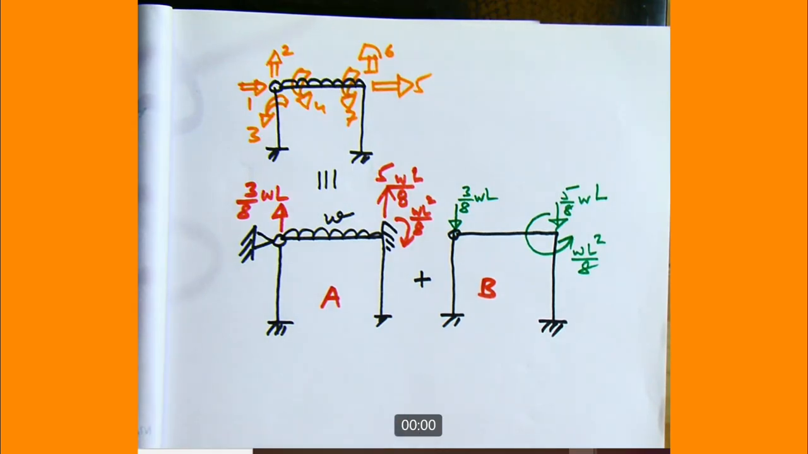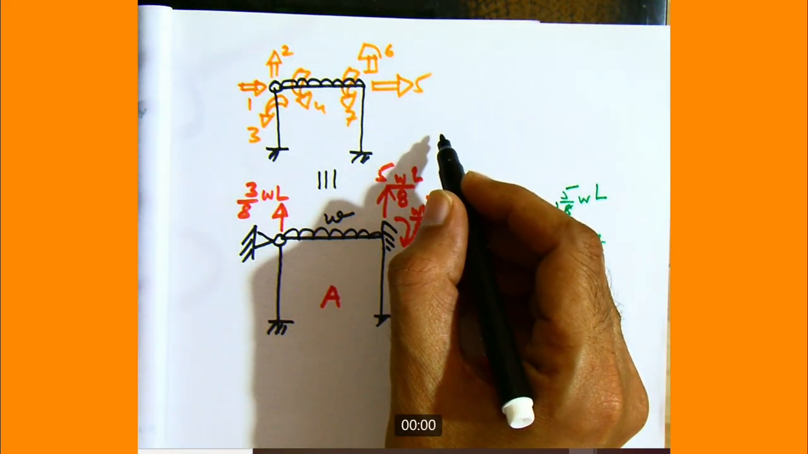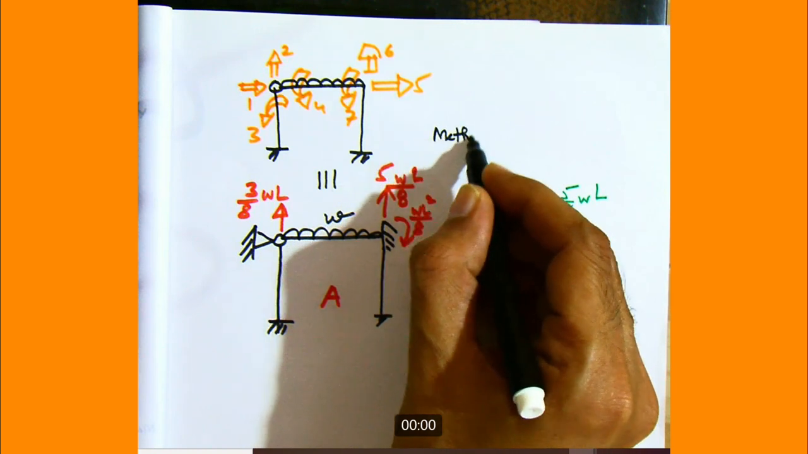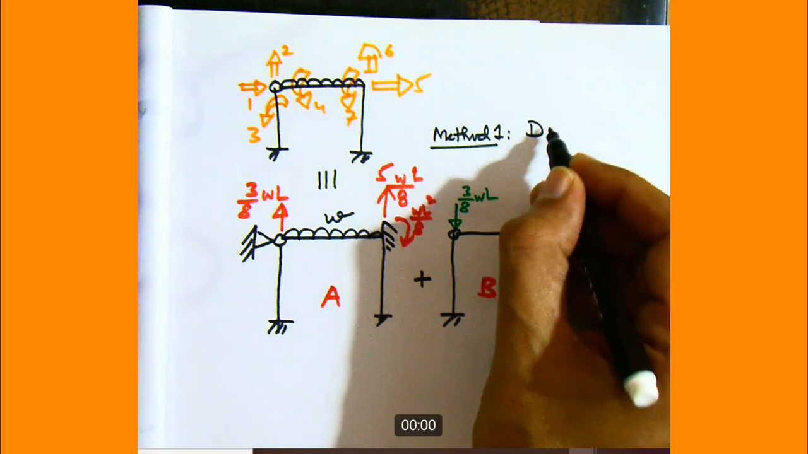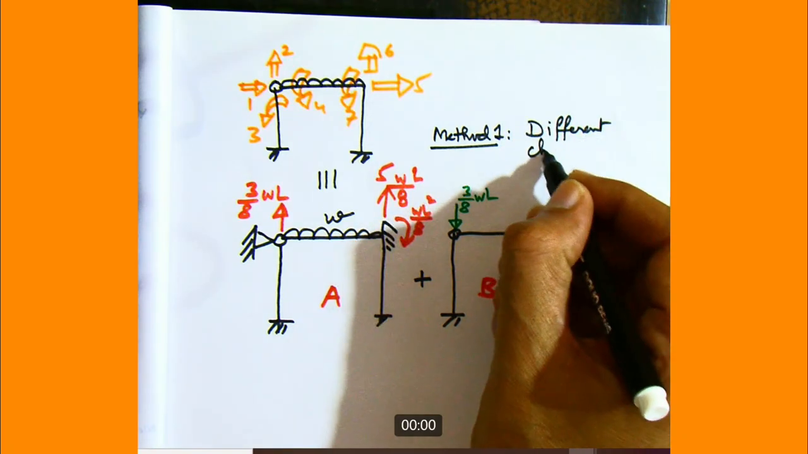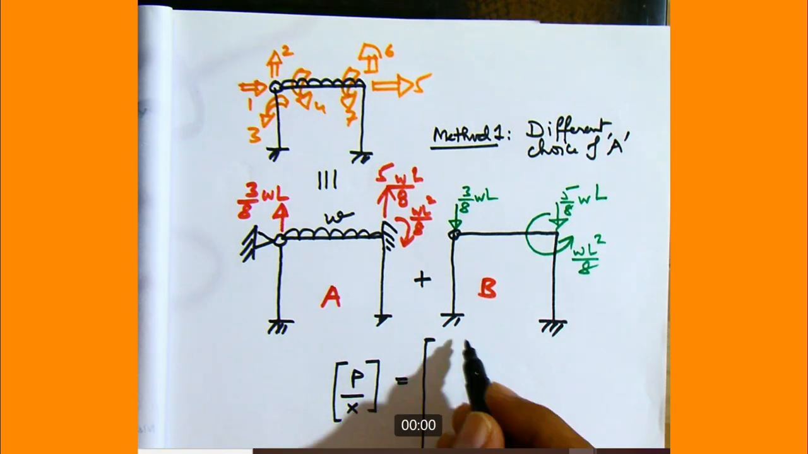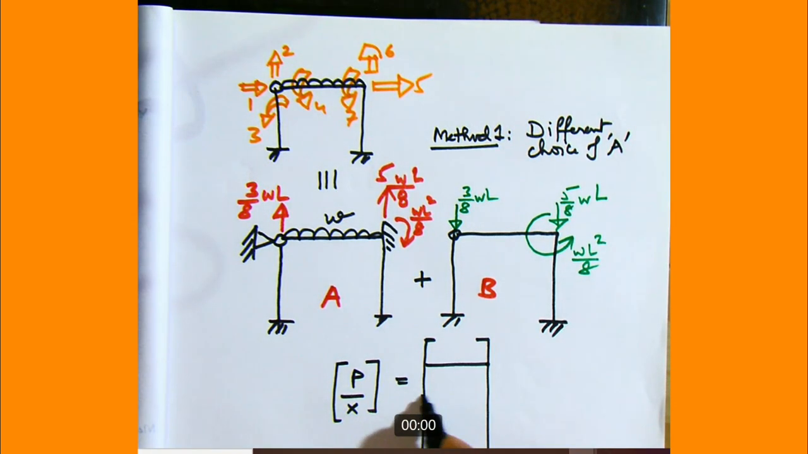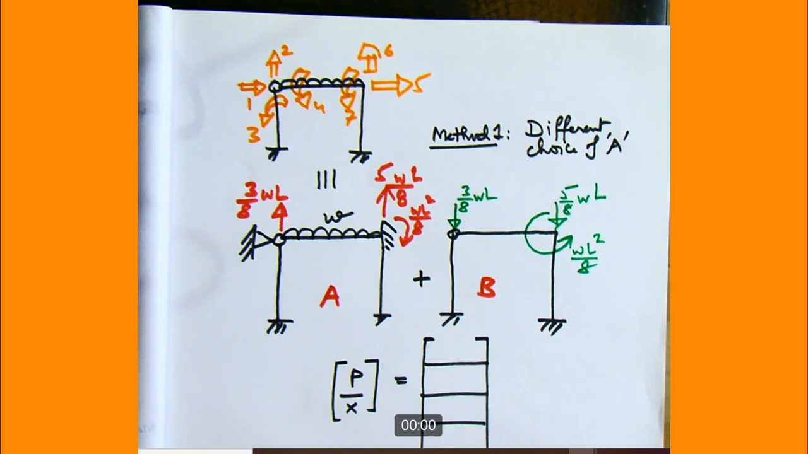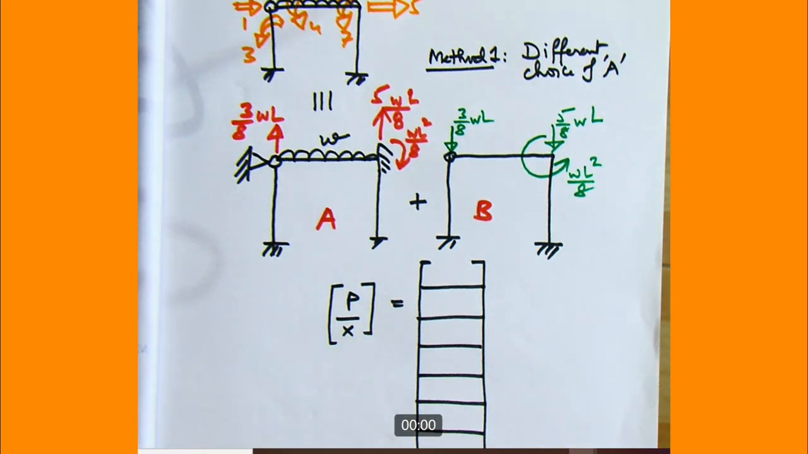This is still method number 1, but with a different choice of structure A. Alright. So here if we now draw the force vector P and X, at least the P part we can form. The X part will remain the same. So for the P part, what will come here now? 1, 2, 3, 4, 5, 6, 7, and the remaining we leave. So what will come in the first cell of the force vector? Can anyone guide me? 0.